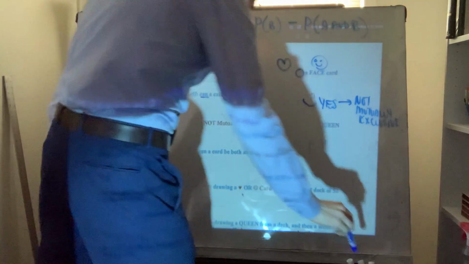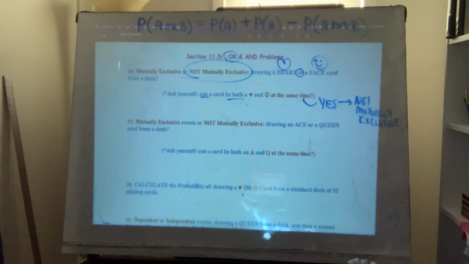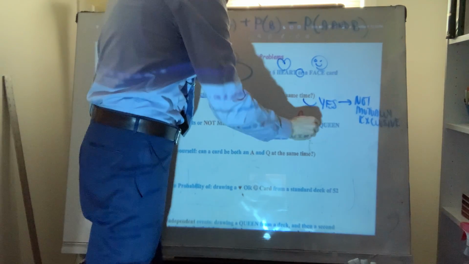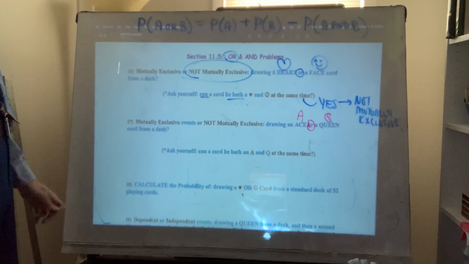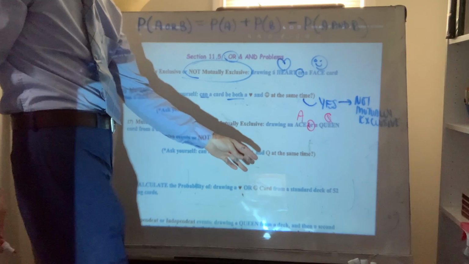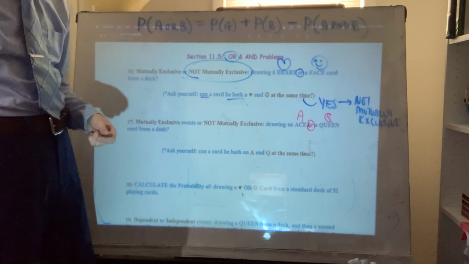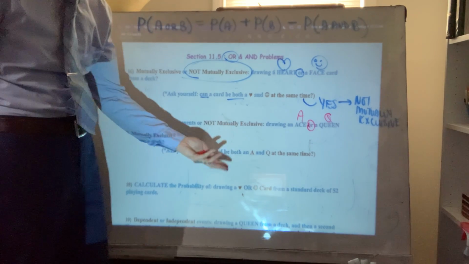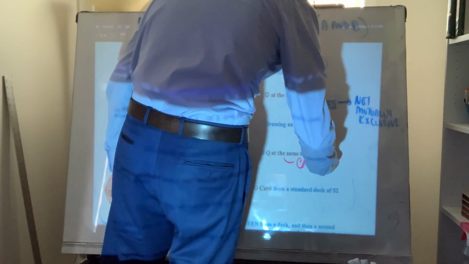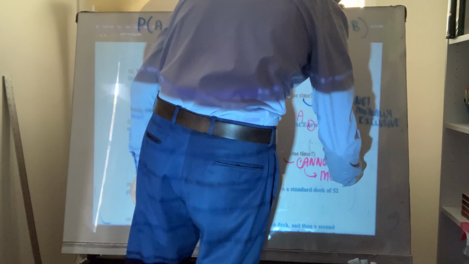When you do the next one, you're getting asked to decide mutually exclusive or not mutually exclusive. Drawing an ace, let's call it A, or a queen, from a deck, assume again 52. Ask yourself, can a card be both an ace and a queen at the same time? I'm trying to think of something that's not quantum mechanics. The playing cards is the best example. An ace and a queen cannot coexist in the same card. So therefore they are mutually exclusive.